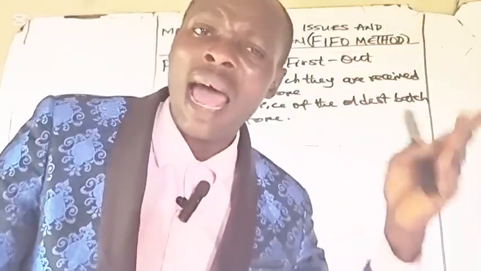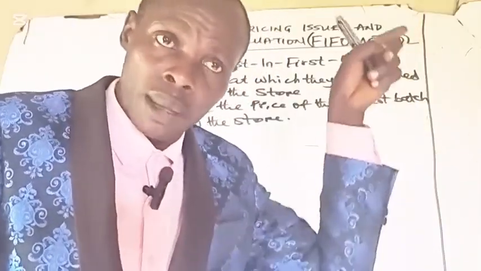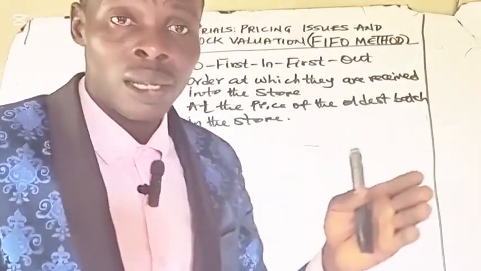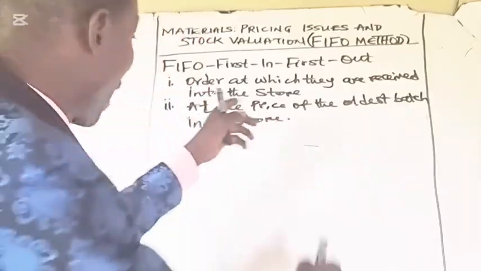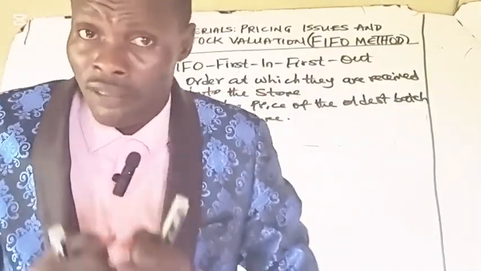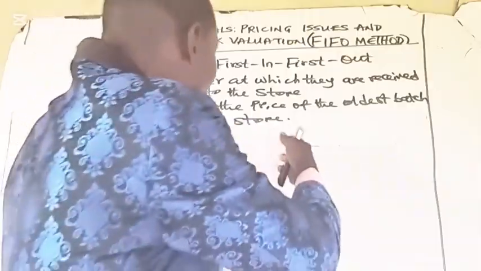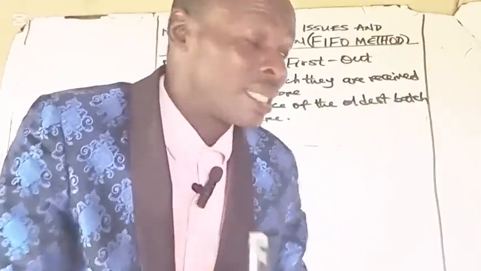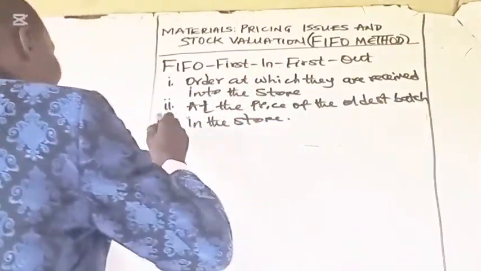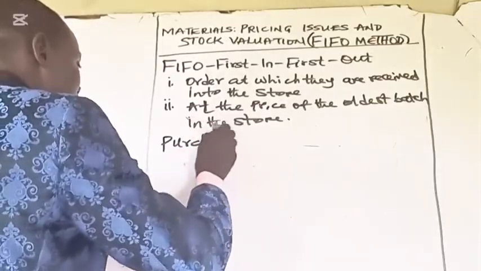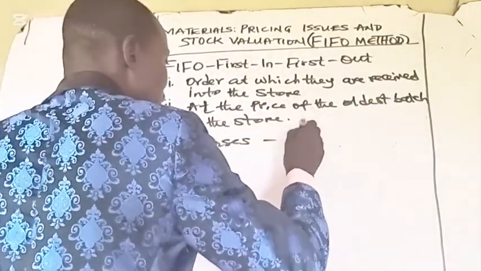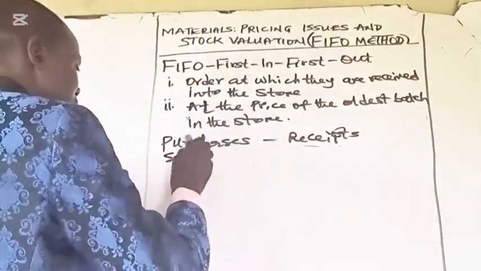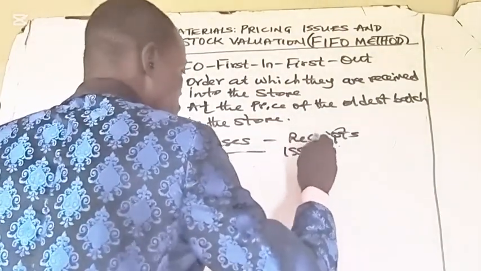And at the price of the oldest batch in the store. Not the price of sales, not the price of issue, but the price of purchase, the price of receipt. That is, your issue will be made at the price of the purchase, the price of receipt. Take note of that. Purchases are the item receipt. Sales, that is issued. Take note of this.